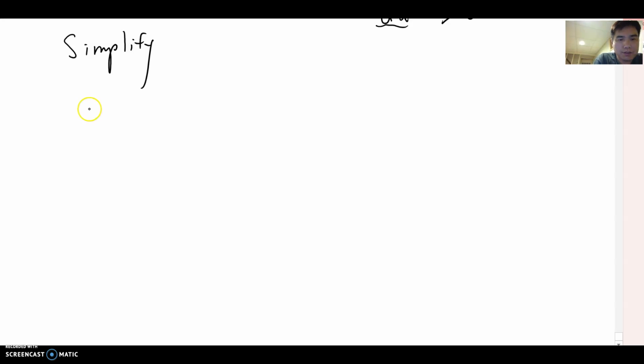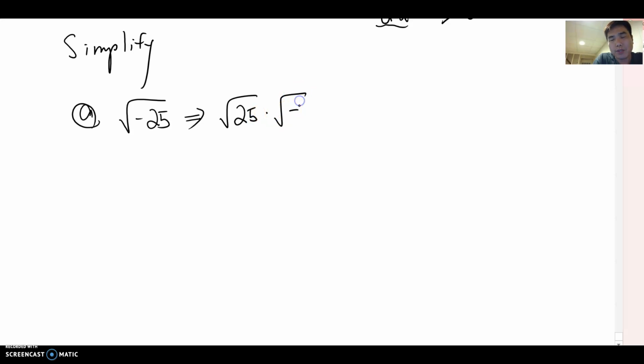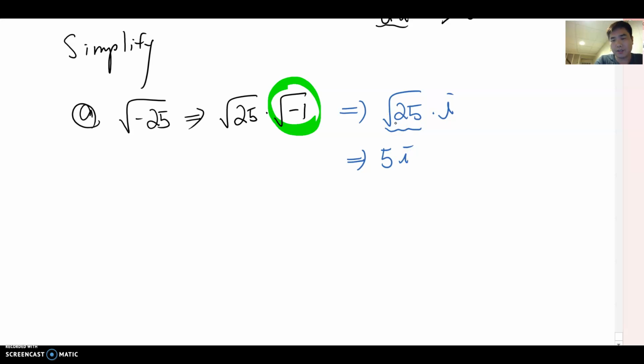So first, I'm going to give you root negative 25. Now this one we can rewrite as root 25 times root negative 1. And then we confirm that this means what? i, right? So this becomes root 25 times i. Since root 25 becomes 5, this answer becomes 5i here.